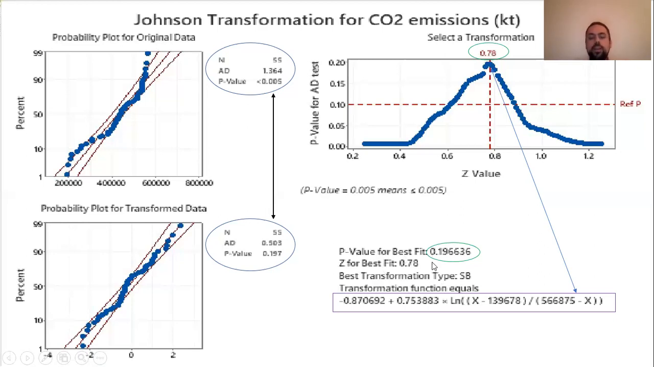So if we place our raw data in this equation, we can receive normal data. It means that we need to put all of these 55 data points one by one inside this equation. Our output would be normal. It means we put in non-normal data and receive normal data.